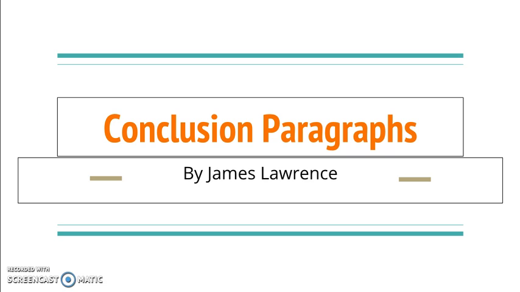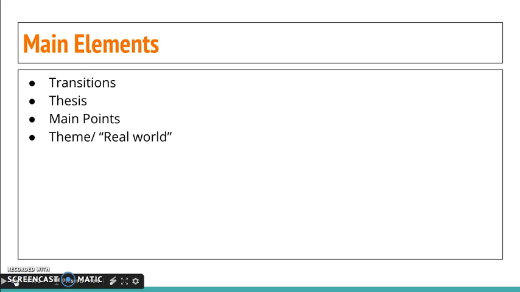But what are the main elements of a conclusion paragraph? Well, conclusion paragraphs should restate the thesis, as I mentioned, but before they do that, they should use a transition. We'll get to those a little later on. Then you'd want to restate the main points as well, usually with the thesis, and then you state the theme, the real-world implications of the thesis, and your argument within the essay.